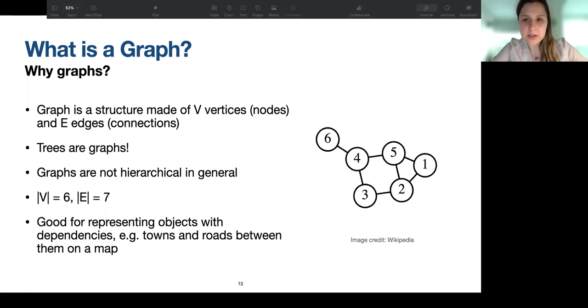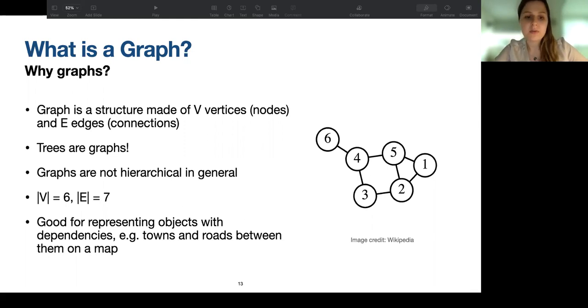Here you can see an example of a graph which has 6 vertices and 7 edges. This graph is not directed. For example, there is no indication of the direction in the link between 4 and 6. So why do we care about graphs?